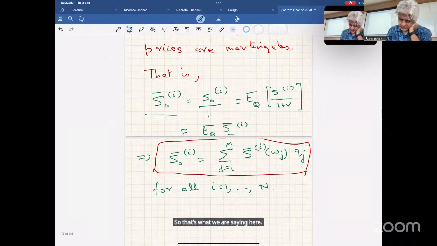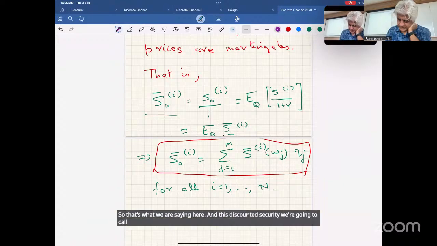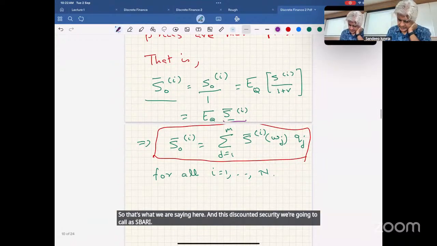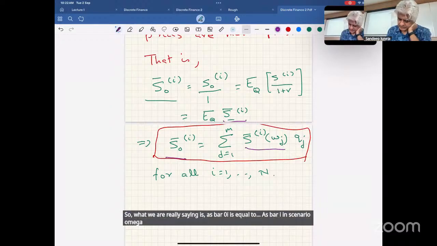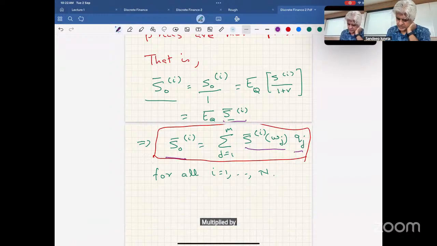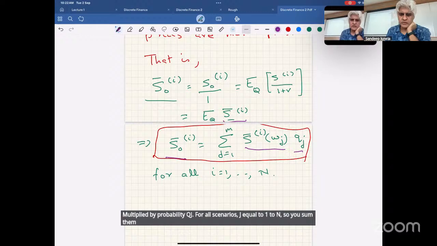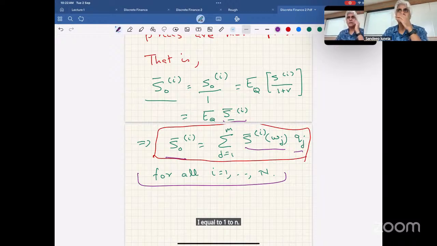And this discounted security we're going to call S bar i. So what we are really saying is S bar 0i is equal to S bar i in scenario omega j multiplied by probability qj, summed over all scenarios j equal to 1 to m. And this has to be true for all securities i equal to 1 to n. This is time 1, yeah. I'm just not showing the subscript time 1.